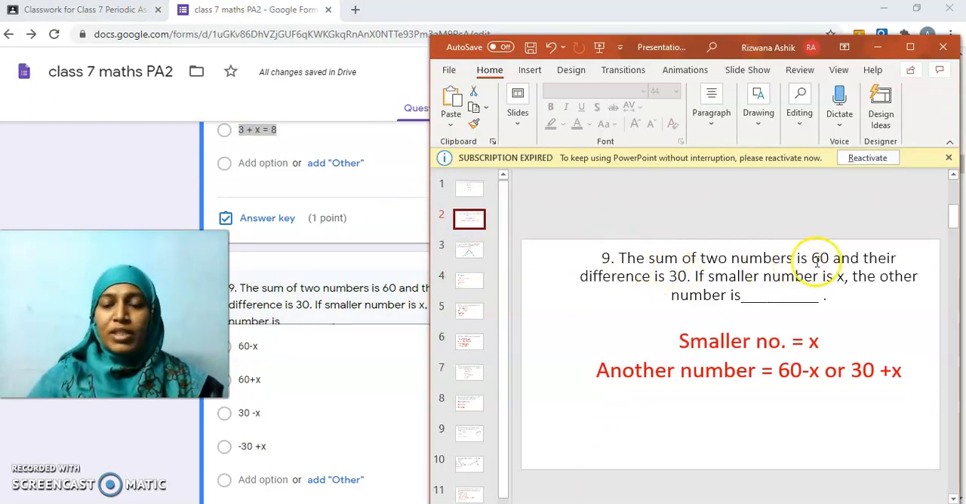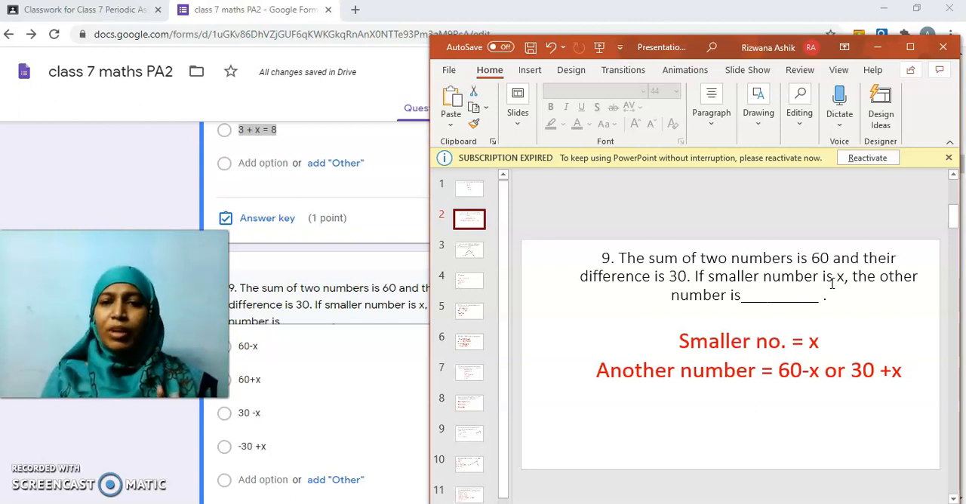The sum of two numbers is 60 and their difference is 30. I am giving sum and difference, both. If the small number is x, I am going to have another number which is bigger than x. But if I add both these two, that bigger number and smaller number, it will be only 60.